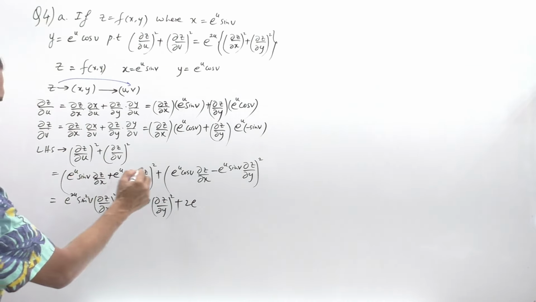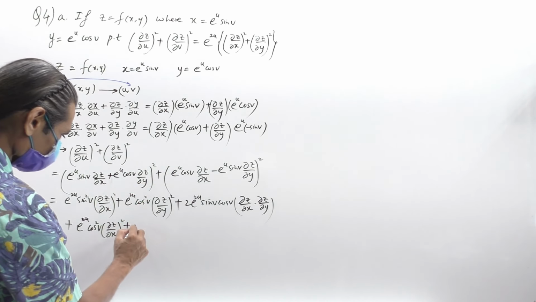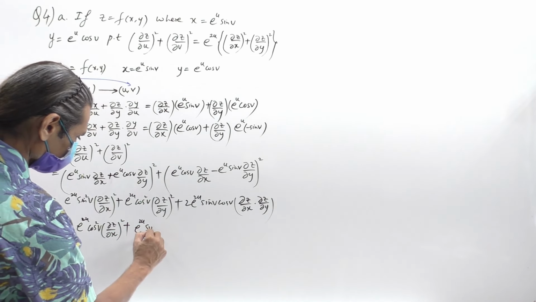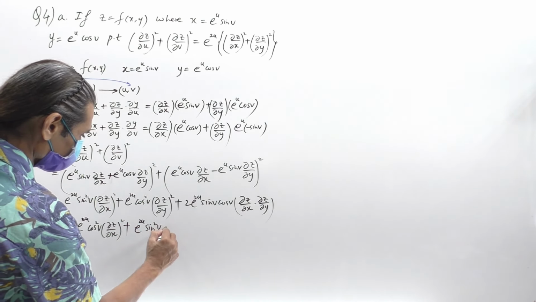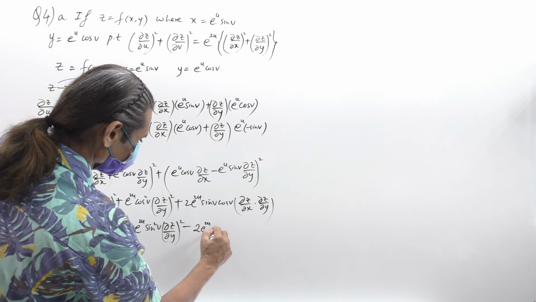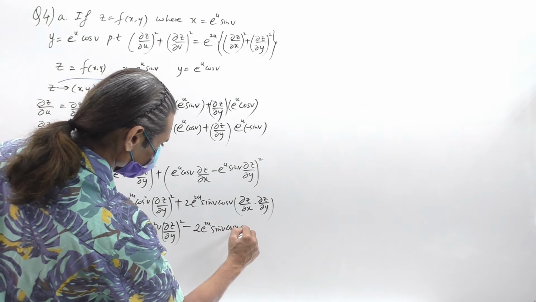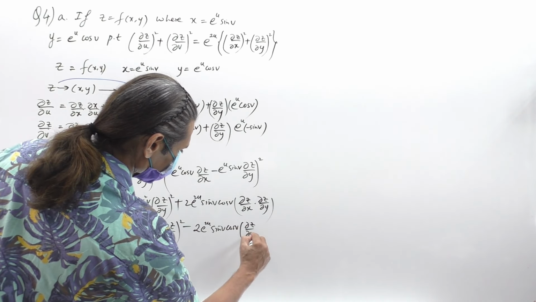Okay. Again plus here, e raised to u cos v ∂z/∂x minus e raised to u sin v ∂z/∂y, the whole square. So again (a minus b) the whole square is a square plus b square minus 2ab. So e raised to 2u cos² v (∂z/∂x)², plus e raised to 2u (∂z/∂y)², minus 2 e raised to 2u sin v cos v ∂z/∂x into ∂z/∂y. So now here see this cancels.